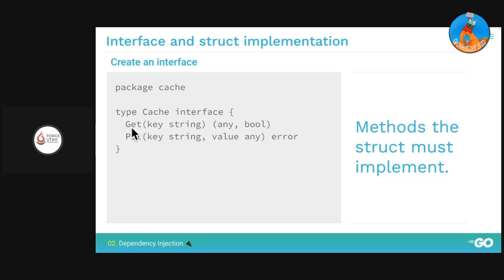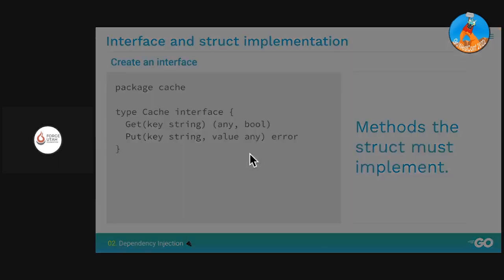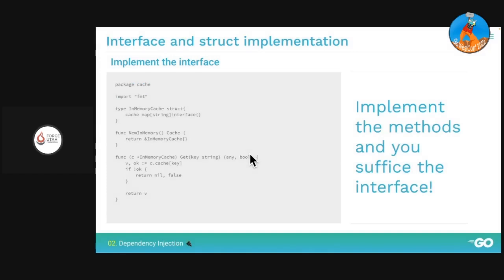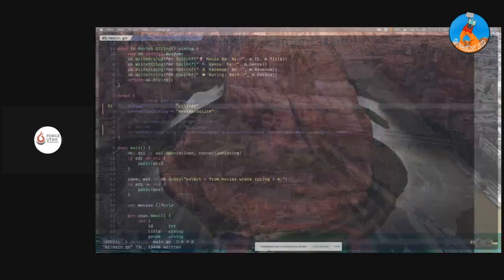So I have this cache that has a get and a put. Really simple. We could add time to live and stuff, but for this example, it's just a simple example. And then if we wanted to create a struct that implements it, in this example, I'm using an in-memory cache, you would just implement those methods, the get and the put, right on there, and then you have one there. So I have that example as well.